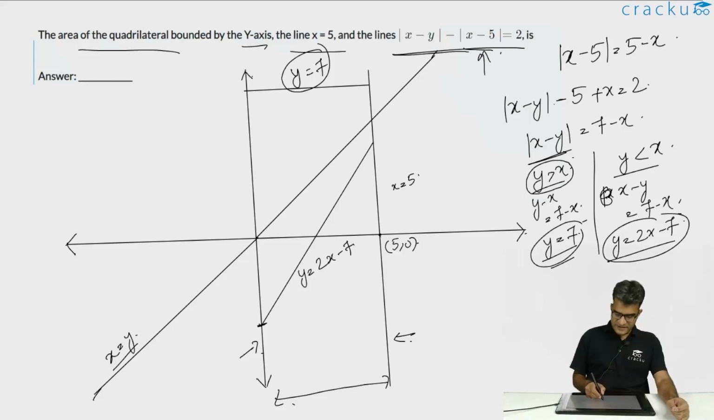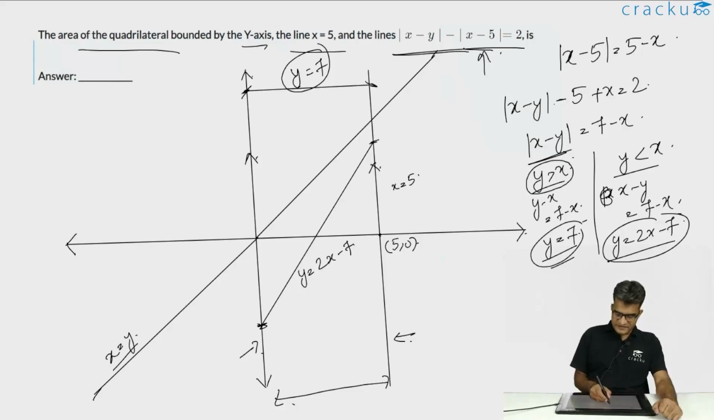Now, what are the vertices of this quadrilateral? If we can find out the vertices of this quadrilateral, we can easily calculate its area. First of all, we know that this is a trapezium because this line, that is the y-axis, is parallel to the line x is equal to 5. So we need to calculate the vertices to answer this question faster.